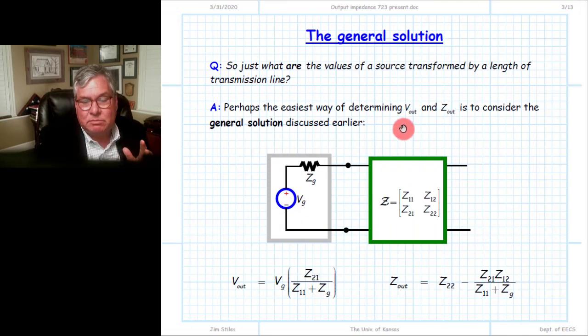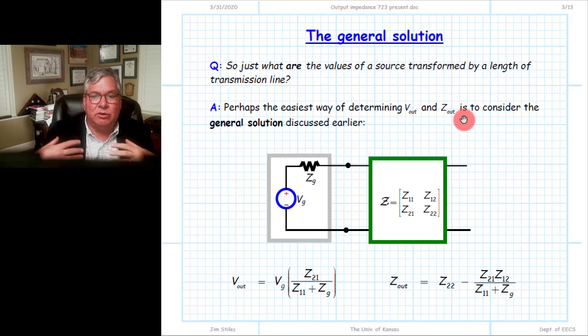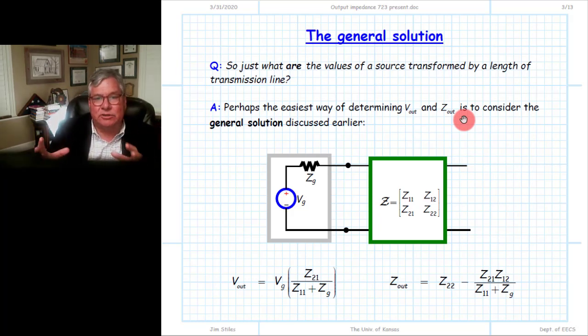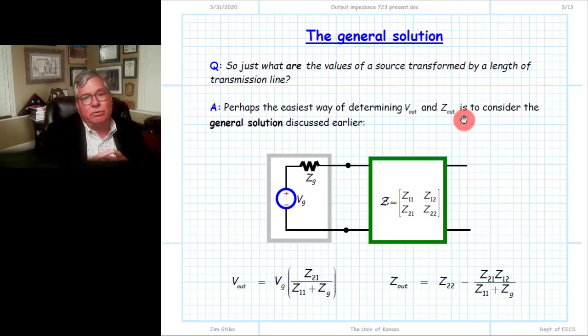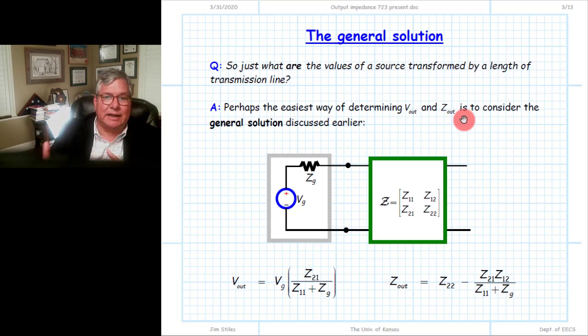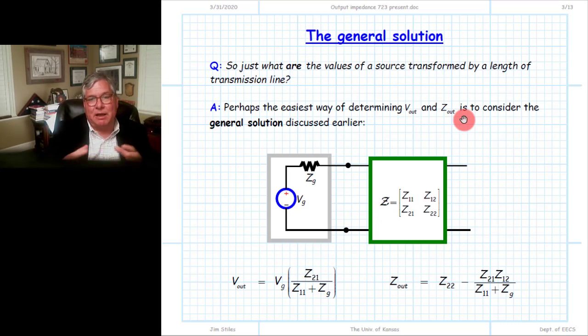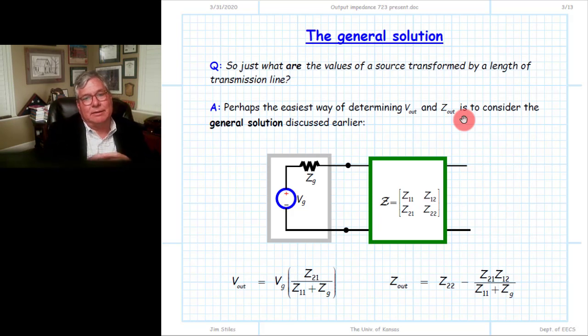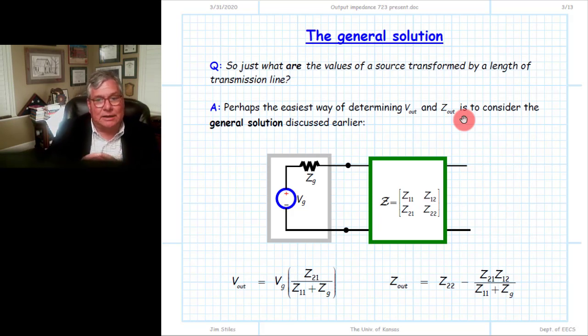The question then becomes how to determine these values, V out and Z out, the new equivalent circuit for an original source that's transformed by a length of transmission line. We can use our definition of Thevenin's equivalent circuits, where we could go through and put a short circuit and an open circuit at the end of the transmission line and apply boundary conditions and find the solutions for each, and from that determine the Thevenin's equivalent for V out and Z out.